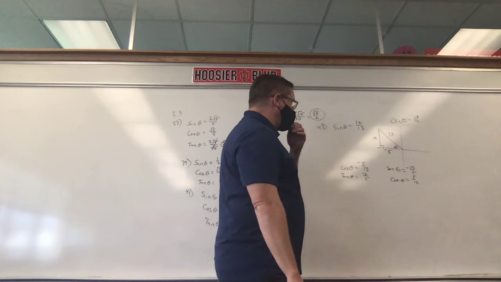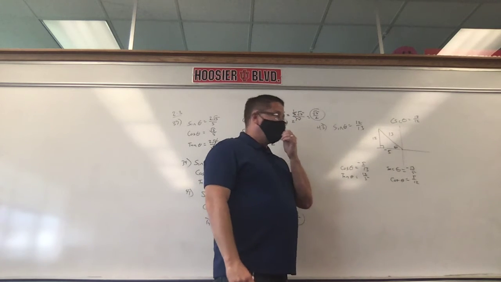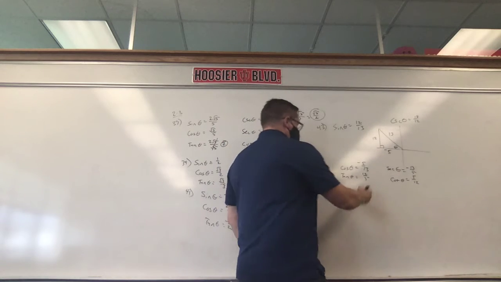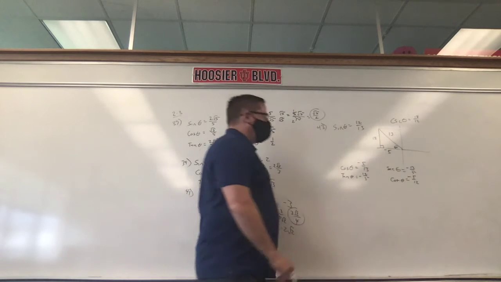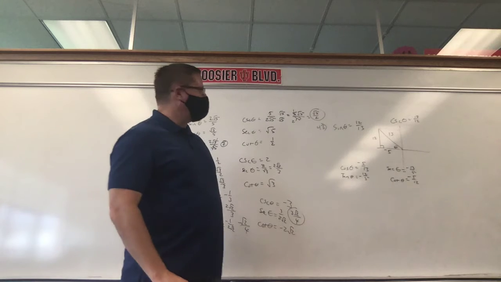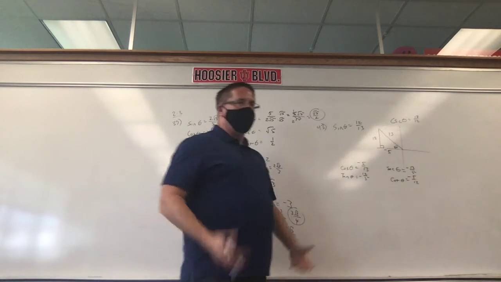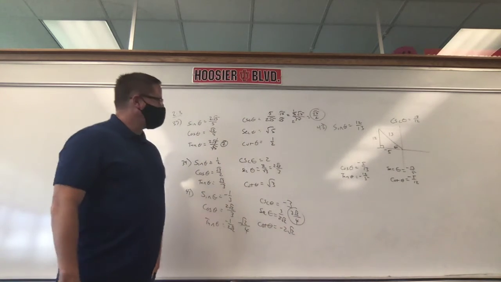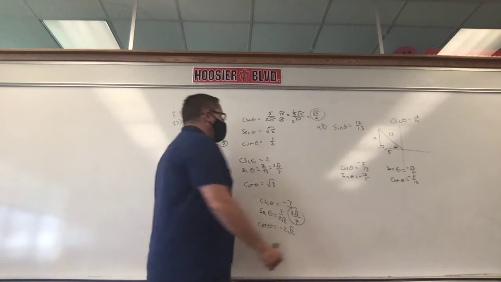Now, should tangent be positive or negative, though? Oh, we've got 5s there. Yeah, they're going to be. Yeah, duh. Okay. But the reason why they should be negative also is because sine is positive, cosine is negative. Positive divided by negative is a negative. Okay. Now it's right.